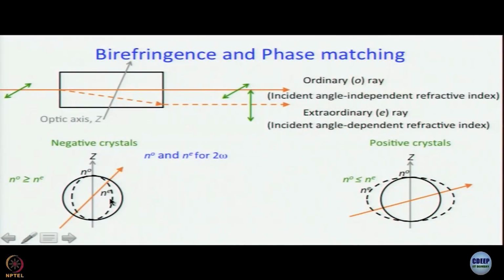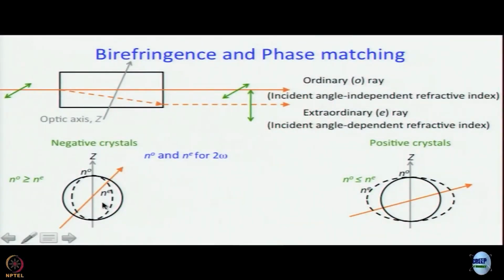Now, I want to draw the surfaces for No and Ne for 2 omega. Let us say I will draw it for the negative crystal. You can draw it for the positive crystal yourself, and it is not very difficult once we do it slowly. So, first of all, will a negative crystal become a positive crystal for the second harmonic, or will it remain a negative crystal? It will remain a negative crystal. So, you get a similar kind of diagram.